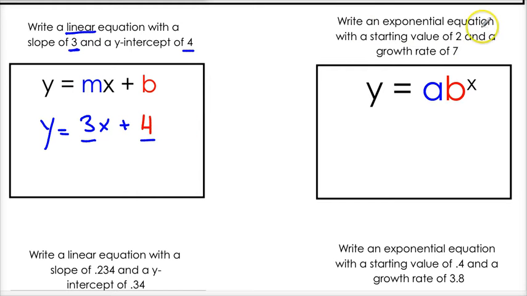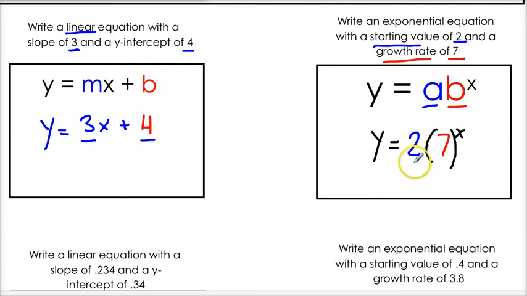Now let's write an exponential equation with a starting value of 2 and a growth rate of 7. Remember, starting value of 2, that's our a, and a growth rate of 7, that's our b. Pretty straightforward, so we'll just go for it. y equals 2 times 7 to the x. Now you might be wondering, do I multiply 2 times 7? Do not do that. You should put the parentheses around the 7. So it's 2 times (7) to the x. That's the way to write it.